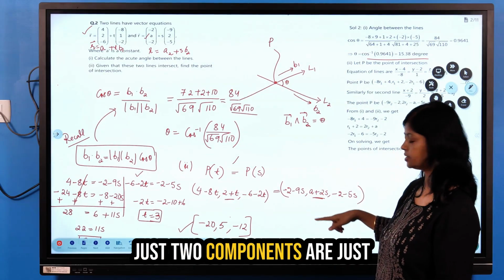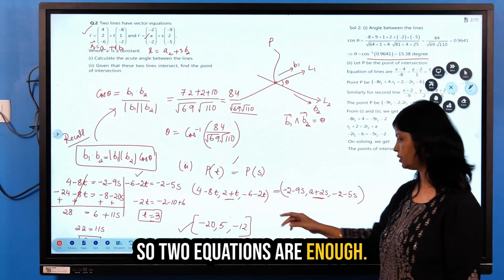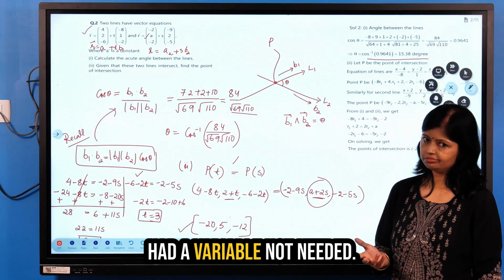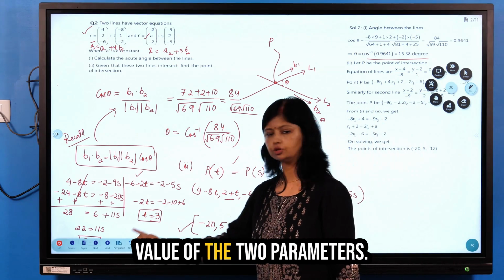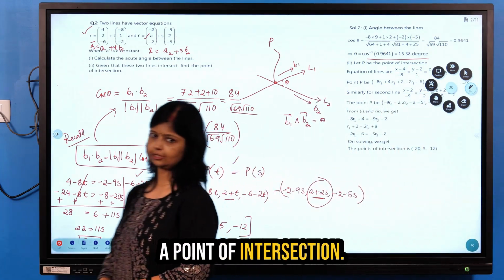Just two components are needed, so two equations are enough. We'll get three equations here, but one of them had a variable, so it is not needed. So if we match the first and third, we'll get the value of the two parameters. Just put it back and we get our point of intersection.